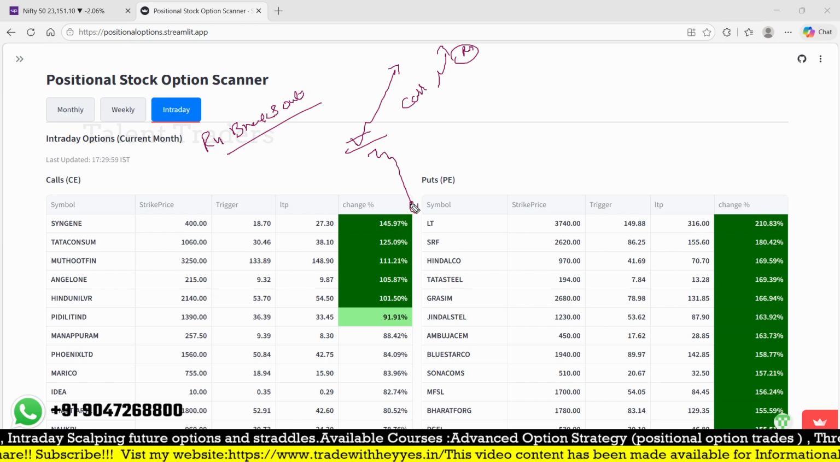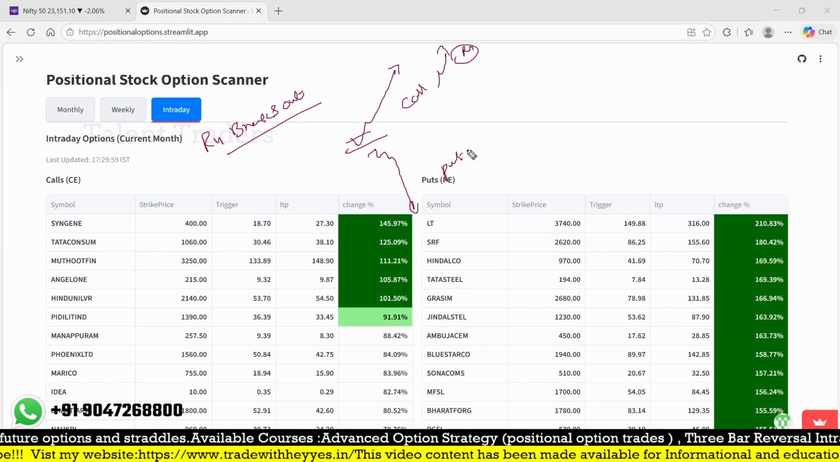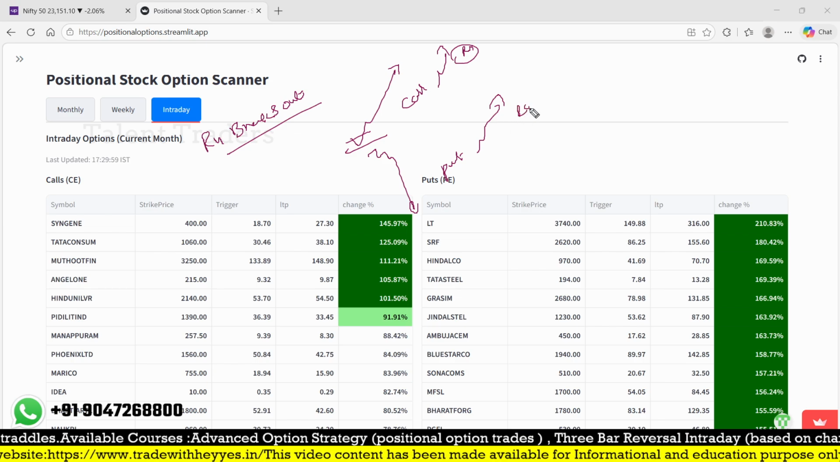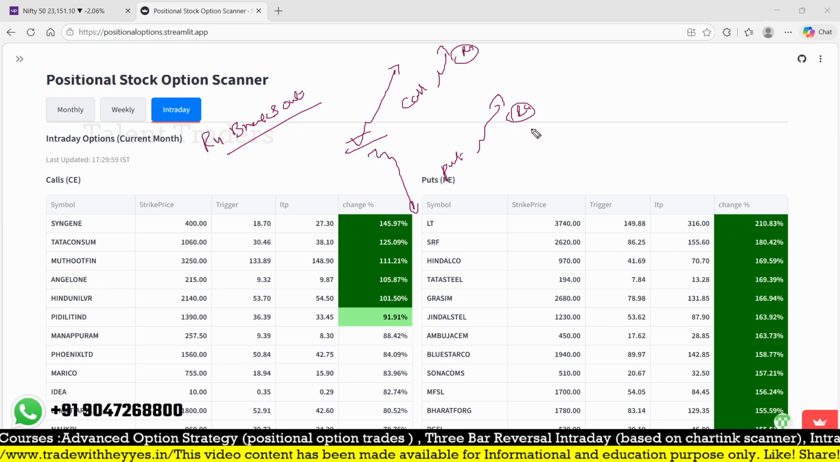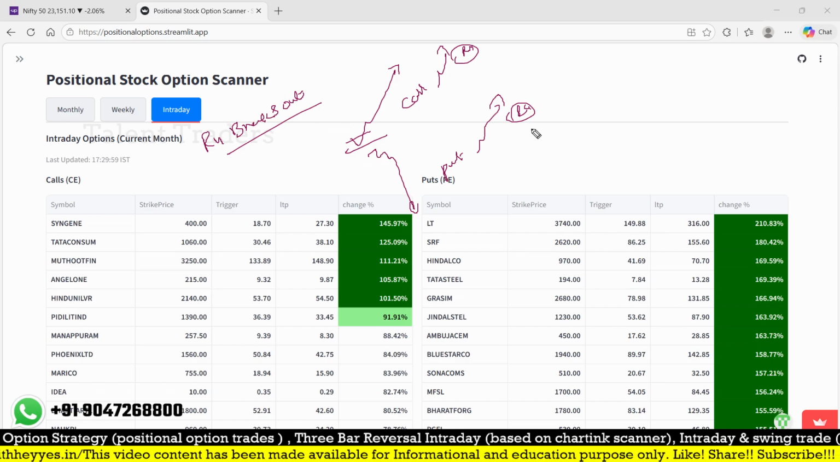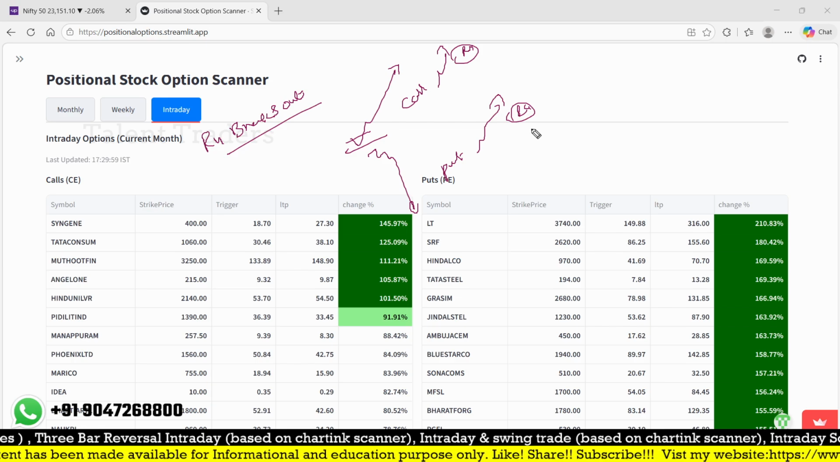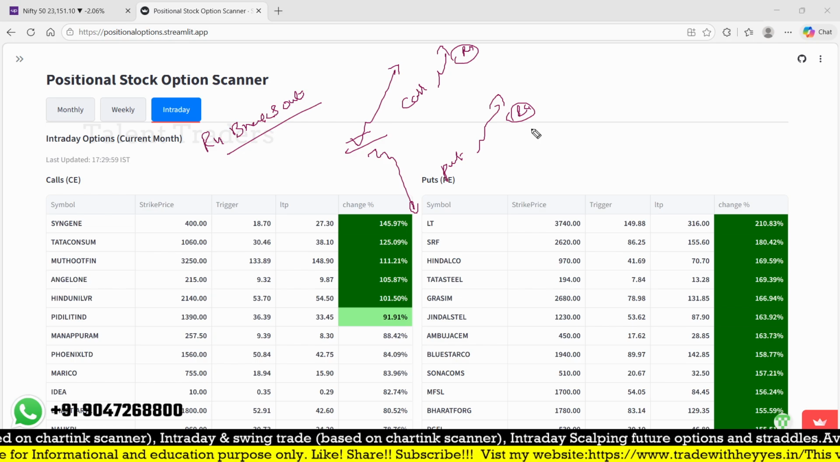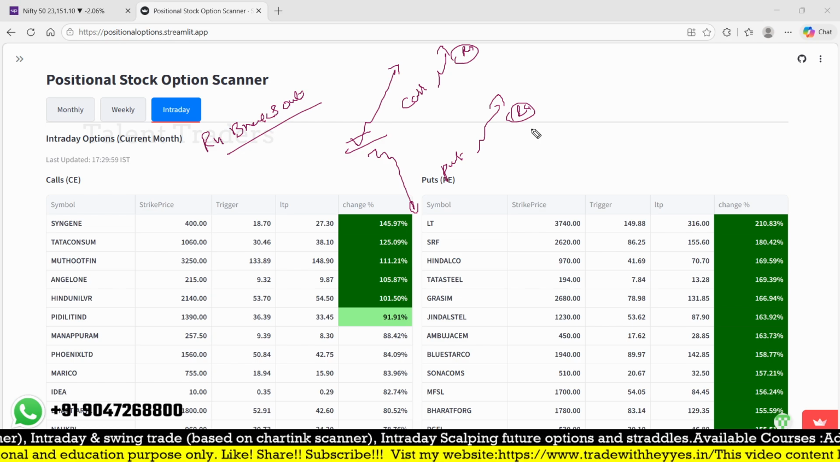Okay, when the market is going down, the put side options may break the R4. So this is the logic. We are not using S4. Someone who misunderstands it as call for R4 and put for S4, that's not right. On both sides, call and put, we are looking for an R4 breakout.